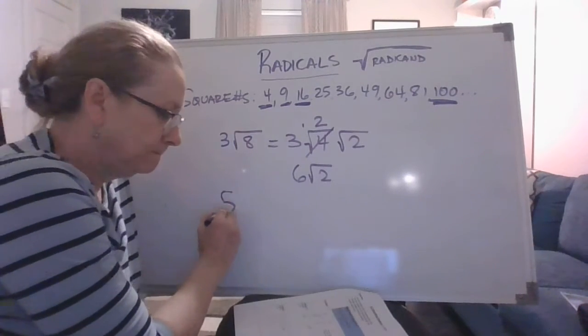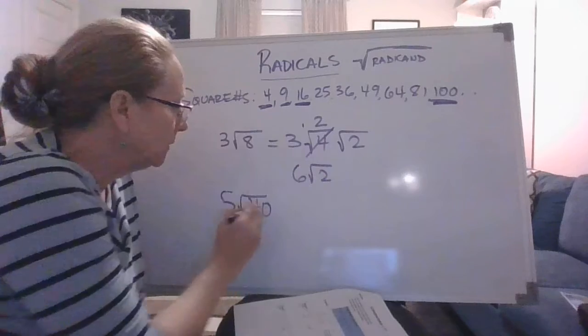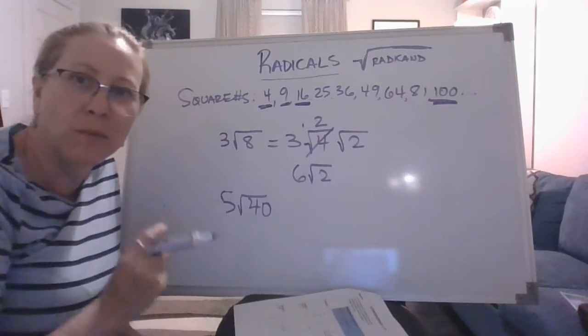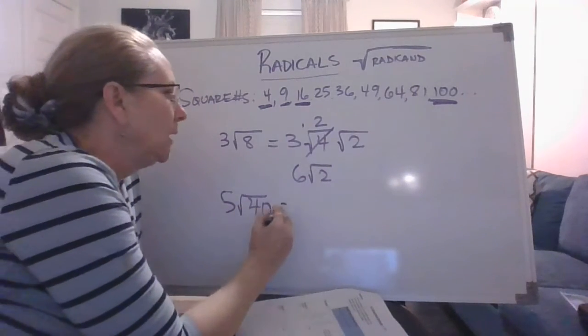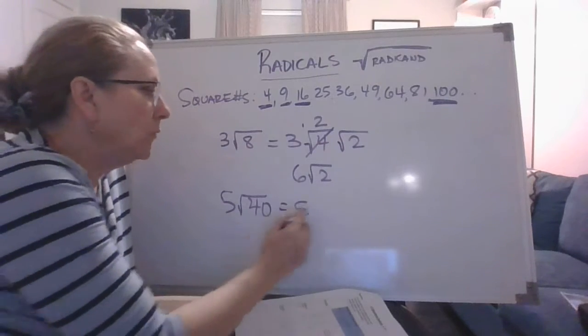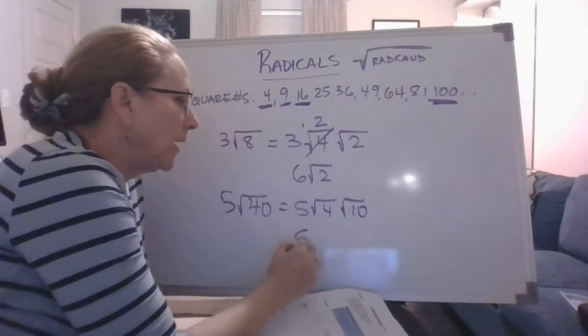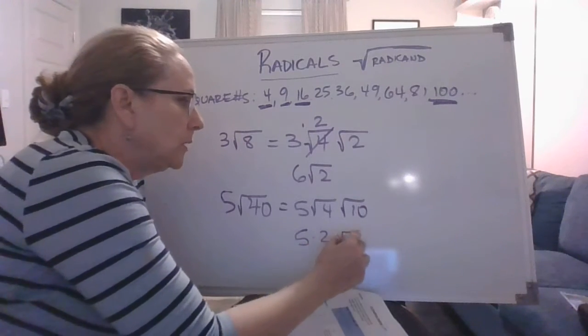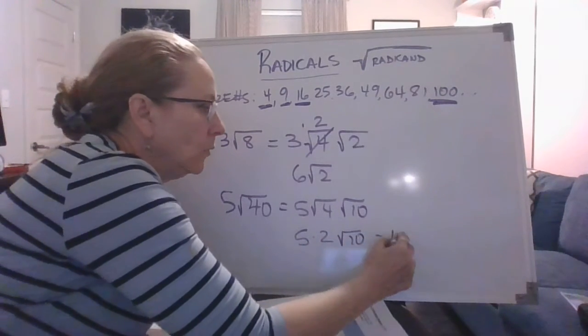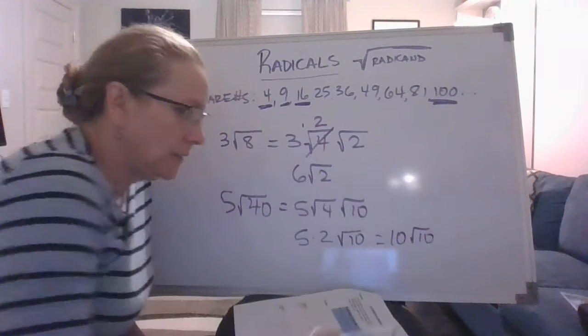Last one, 5 root 40. It started with a 40 a moment ago. I'll leave the 5 in front. 40 is the square root of 4 times the root 10. 5 times 2, root 10, or 10 root 10.